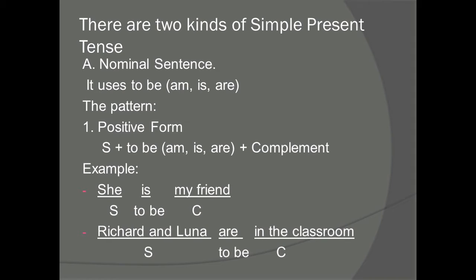First, positive form. Subject plus to be (is, are) plus complement. Example: She is my friend. Richard and Luna are in the classroom.